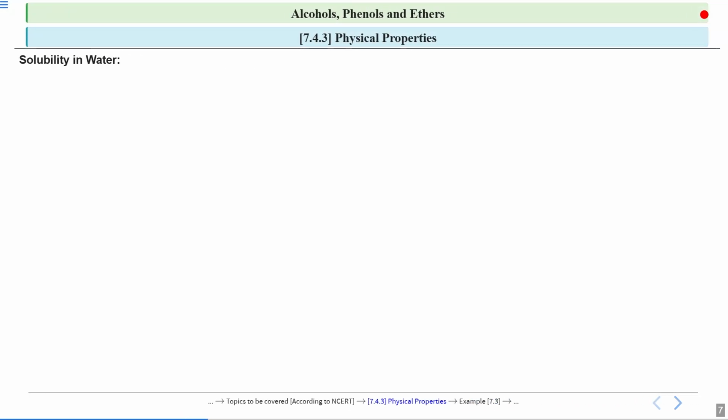Okay. Now let us see the solubility in water. Are alcohols and phenols more soluble in water or less soluble in water?